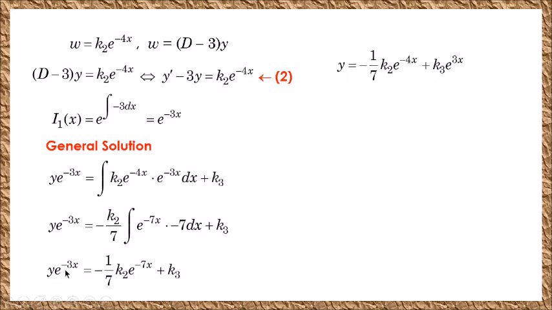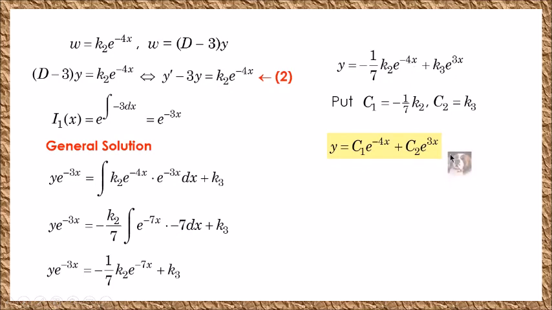So that is equal to y e to the negative 3x. Isolating y, we multiply by e to the 3x. So we get y equals negative 1 over 7 k sub 2 e to the negative 4x plus k sub 3 e to the 3x. Let's put negative 1 over 7 k sub 2 as c1 and k3 as c2. Hence, we have y equals c sub 1 e to the negative 4x plus c sub 2 e to the 3x, which is the general solution of the given DE.